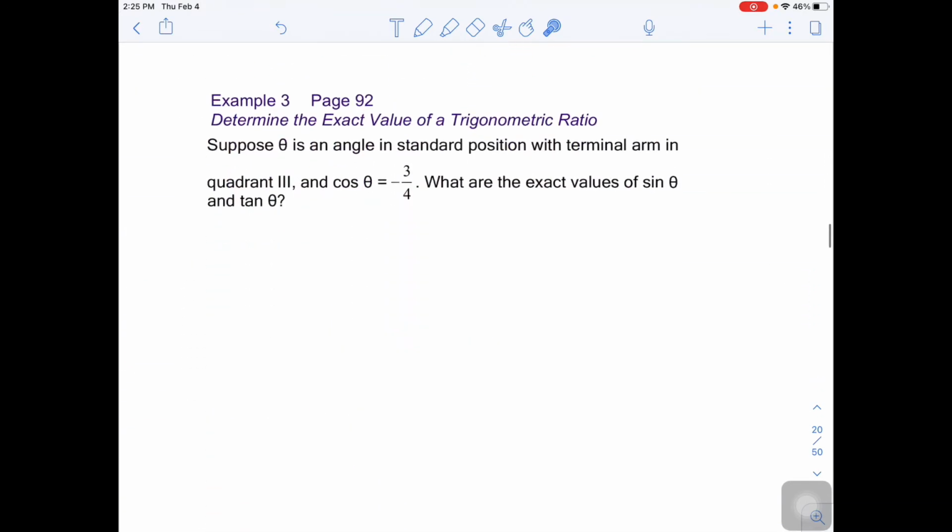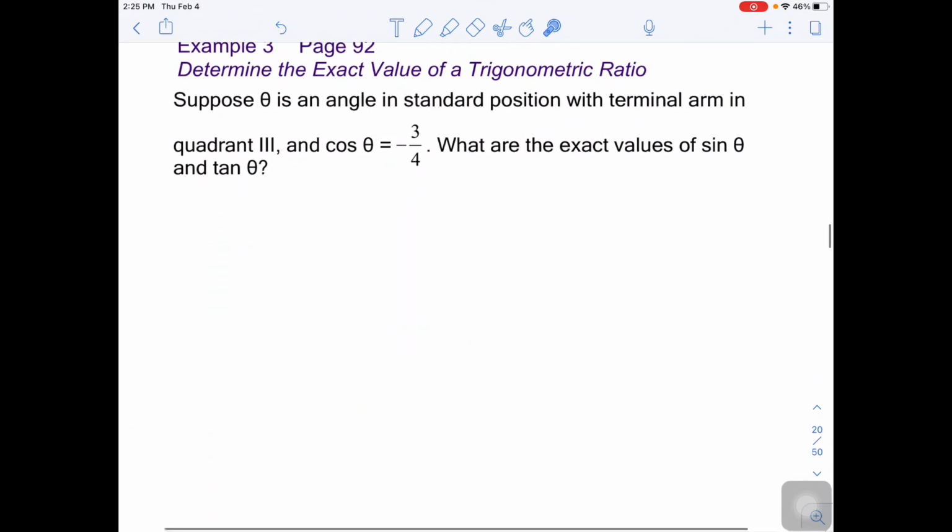So let's see another example. Suppose θ is an angle in standard position with terminal arm in quadrant 3, and cos θ is -3 over 4. What are the exact values of sine and tan? As soon as you're told what one of the ratios equals, take note of that. This is talking about cos.